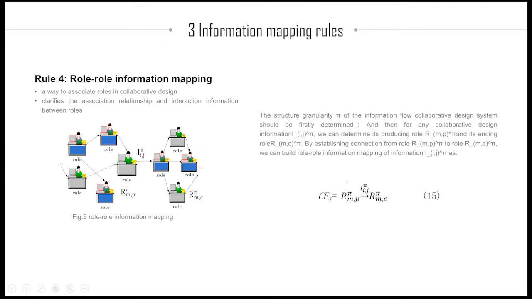The fourth is role information mapping. It is a way to associate roles in collaborative design. It clarifies the association, relationship, and interaction information between roles, as shown in Figure 5. So, this relationship mapping can be expressed in Formula 15.